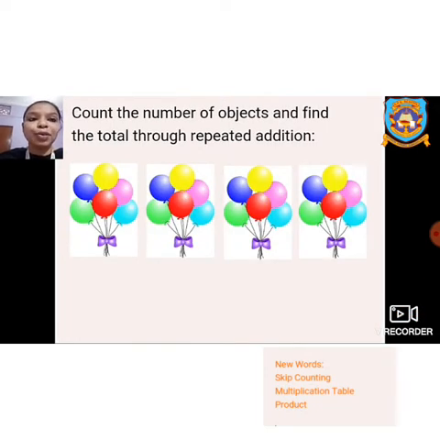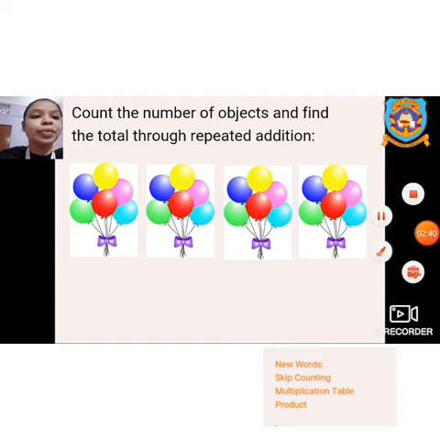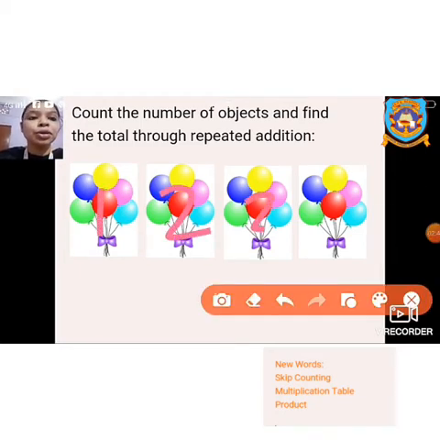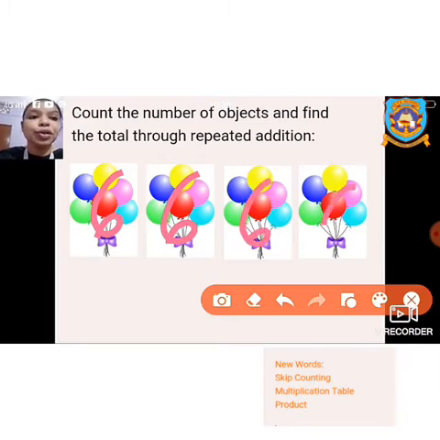Similarly, I have taken one more example here. Count the number of objects and find the total through repeated addition. What picture is this? It is a picture of balloons. How many groups are there? There are 4 groups: 1, 2, 3 and 4. In each group, how many balloons are there? Let me count: 1, 2, 3, 4, 5, 6. So 6 balloons are there in each group.